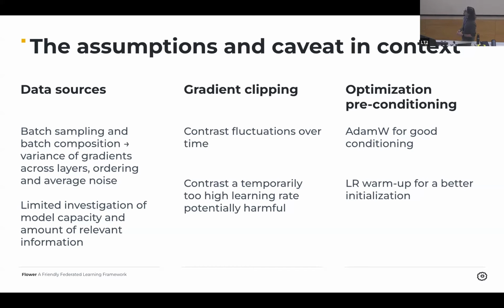Other things that are more related to how well behaved this estimate of the gradient is compared to the full gradient, the full gradient that we can compute on the dataset, are related to the way samples are batched and composed. And also it's one of the reasons why it's very difficult to investigate. Usually it's very difficult to investigate model capacity and the amount of relevant information in LLM pre-training datasets.